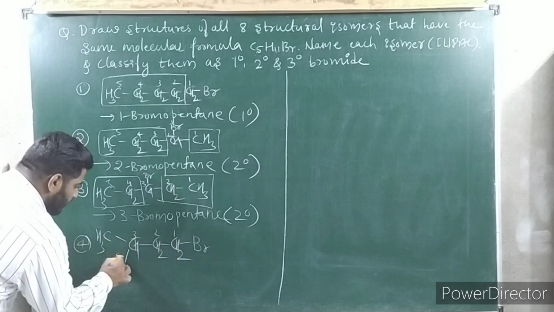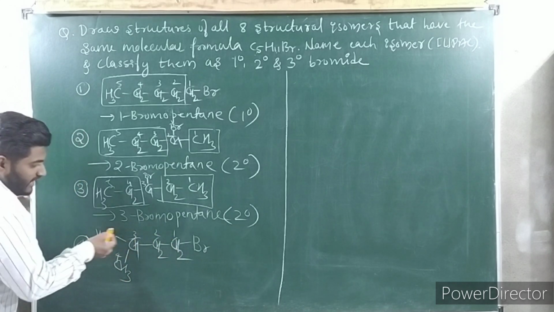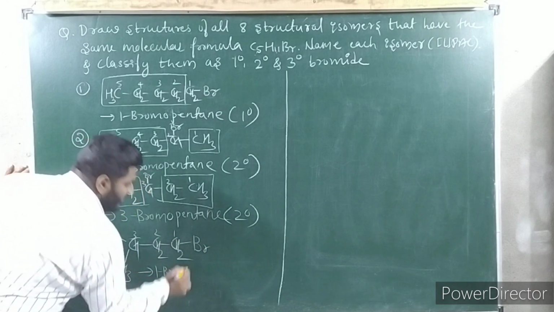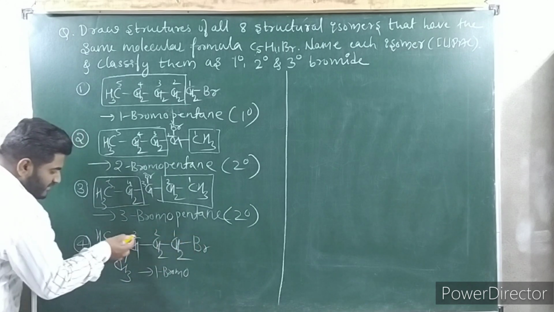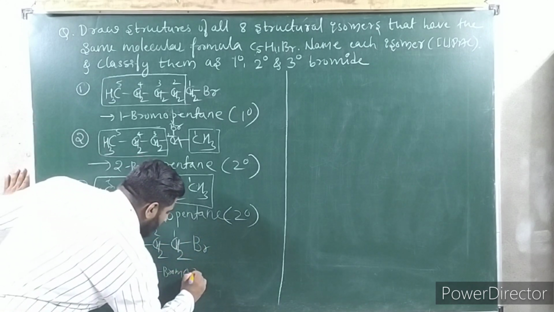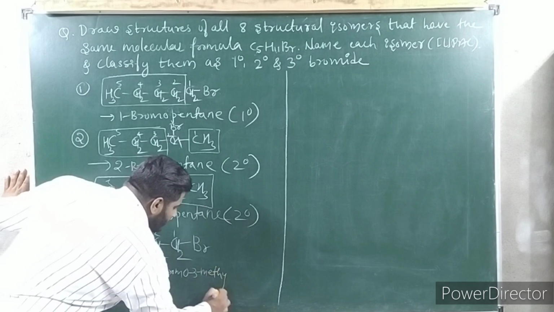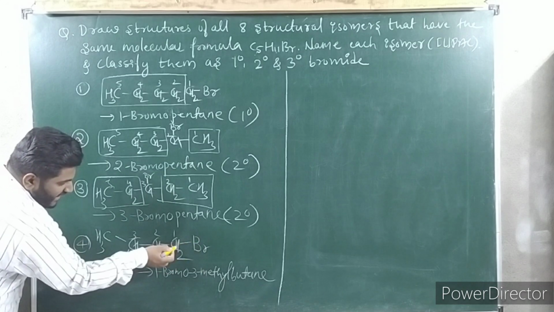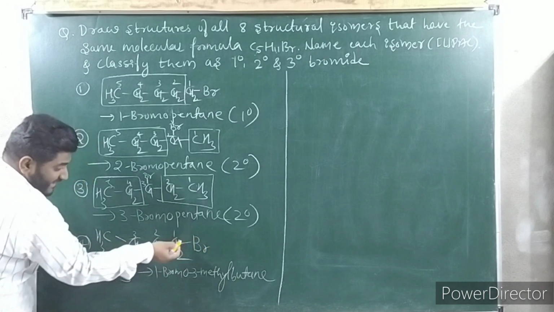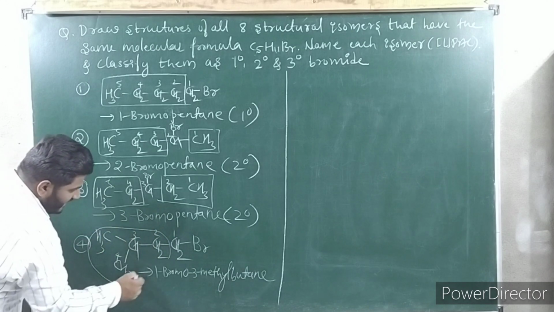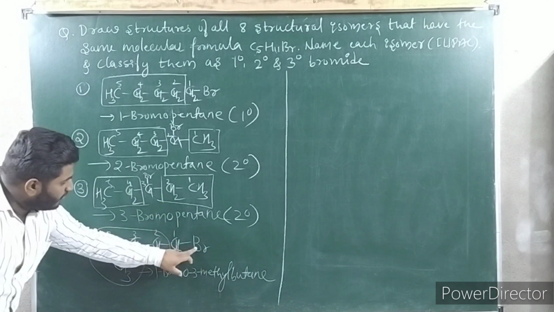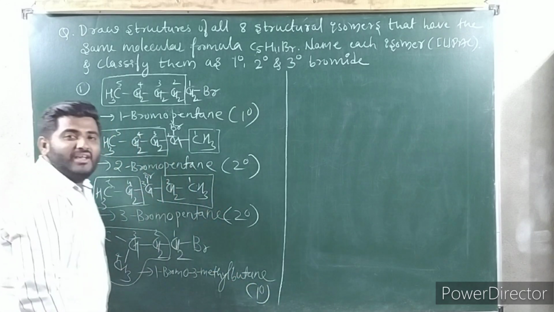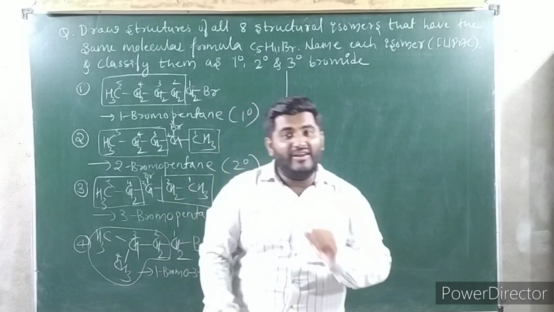1, 2, 3, 4. You have a 3 methyl, and 1 bromo. What is the name? Yes, 1 bromo, because in alphabetical order bromine will come first. 1 bromo, 3 methyl butane. Now check it. Carefully see, the bromine-attached carbon has only 1 substitution. Therefore, it is a primary bromide. I hope you are getting it.